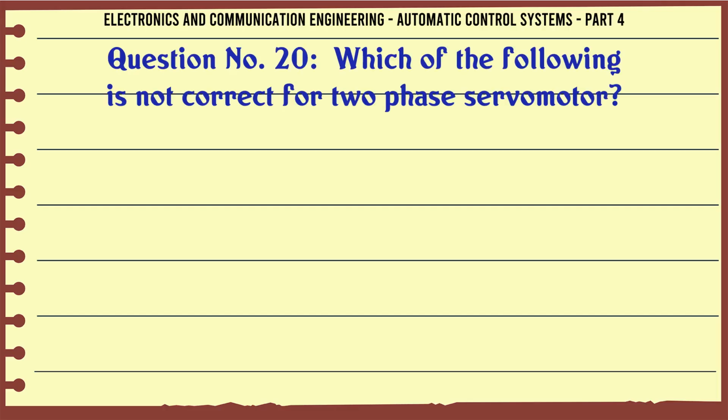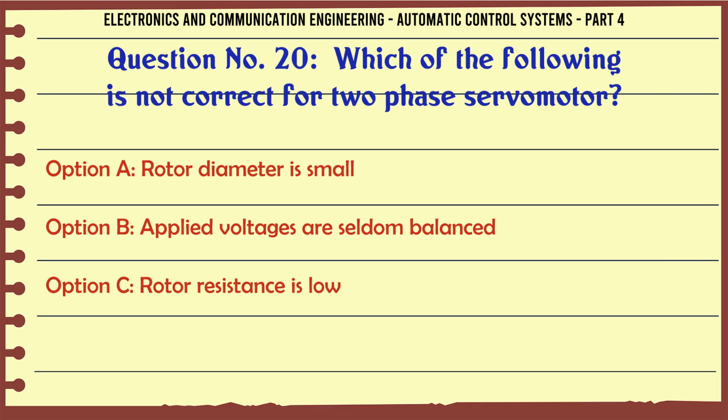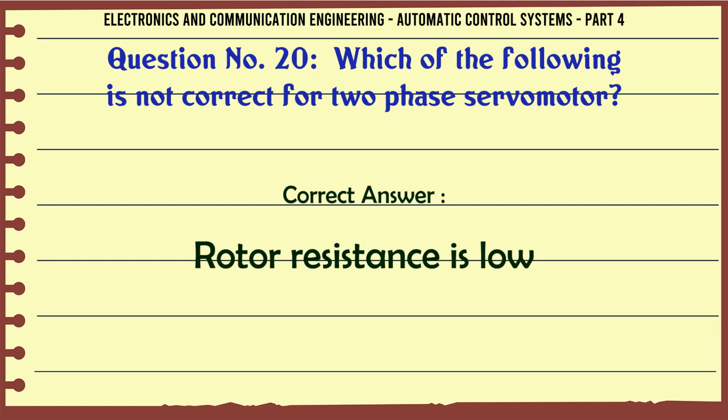Which of the following is not correct for a two-phase servomotor? A. Rotor diameter is small. B. Applied voltages are seldom balanced. C. Rotor resistance is low. D. Torque speed curve is linear. The correct answer is rotor resistance is low.